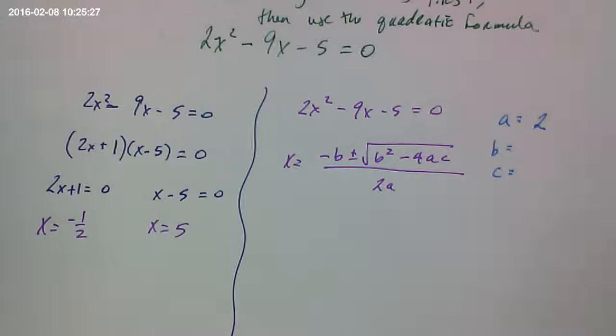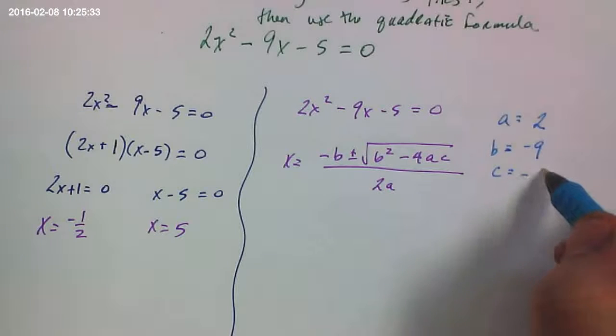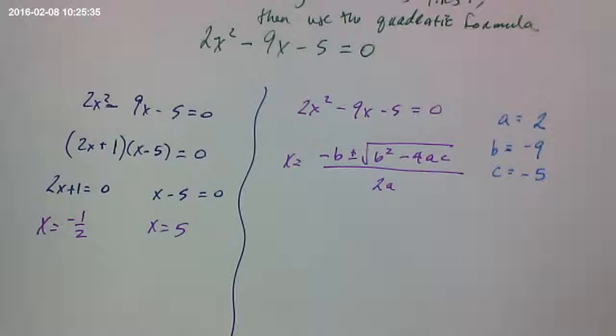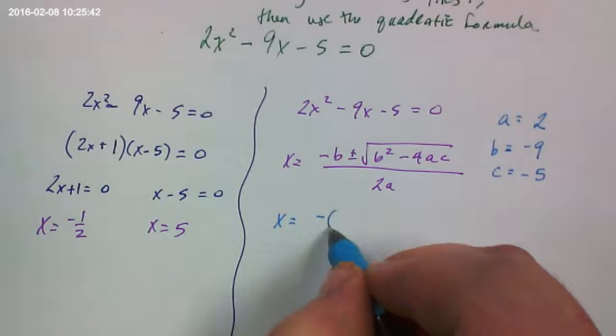And let's see here. Daniel, what is b equal to? Negative 9. And then c, is c negative 5? Yep. Hey, what's the y-intercept? Negative 5. Okay. So look, all you got to do is plug everything in.